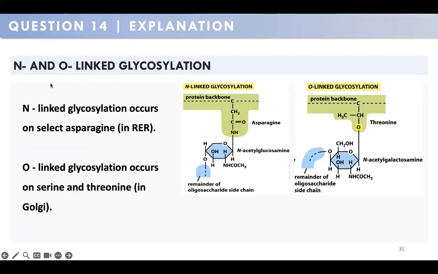As we mentioned, glycosylations are forms of post-translational modification of proteins. N-linked glycosylation occurs on asparagine in the rough endoplasmic reticulum, and O-linked glycosylation occurs on serine and threonine in the Golgi apparatus. This is an important, straightforward and commonly asked question about the difference between N-linked and O-linked glycosylation: where it occurs, in the rough endoplasmic reticulum versus the Golgi, and on what amino acid, asparagine or serine and threonine.